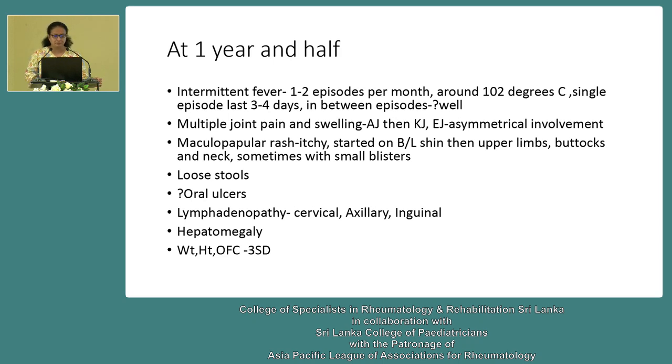And there was multiple joint pain and swelling. Initially it started with the ankle joint, then moved on to the knee joint and elbow joint, and that was asymmetrical involvement as well. And there was an itchy maculopapular rash, which started around the bilateral shins and then went up to the upper limbs, buttocks and neck. And she said sometimes there are small blisters, and these blisters will rupture, and there was a colorless fluid. Unfortunately, I don't have the pictures of that.